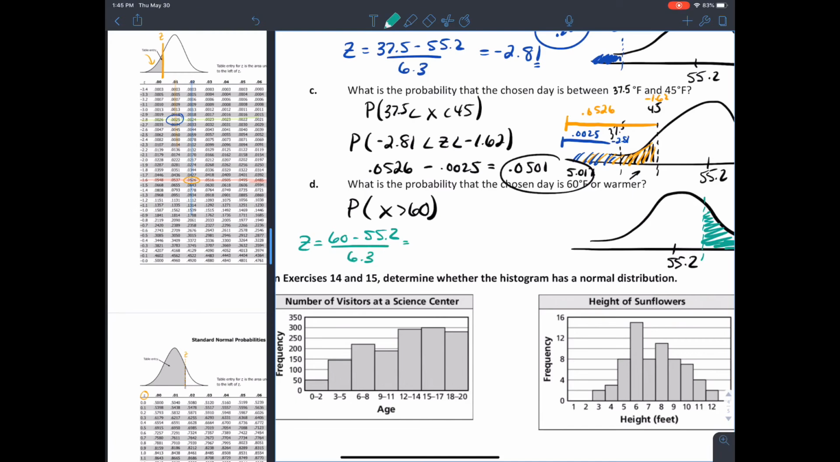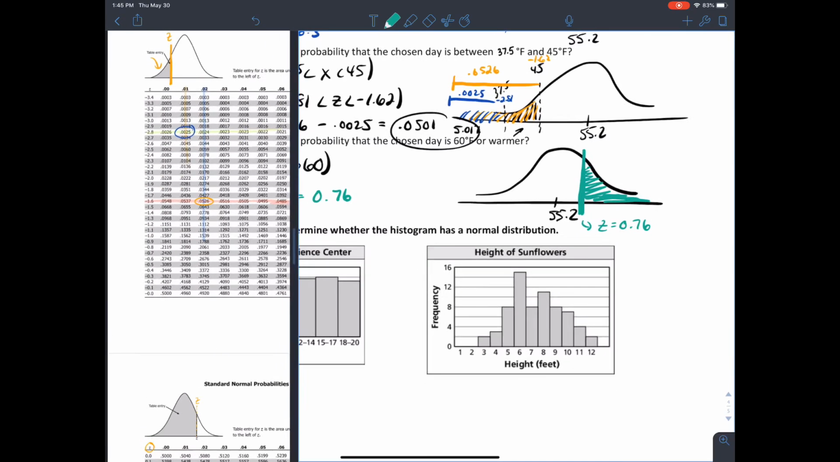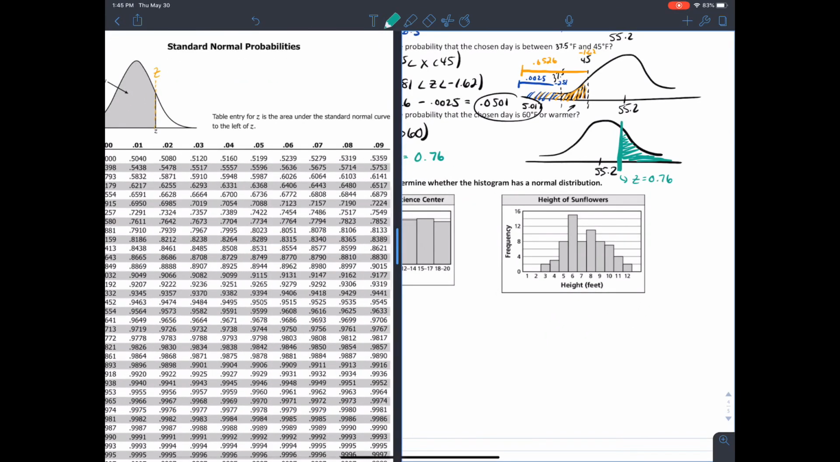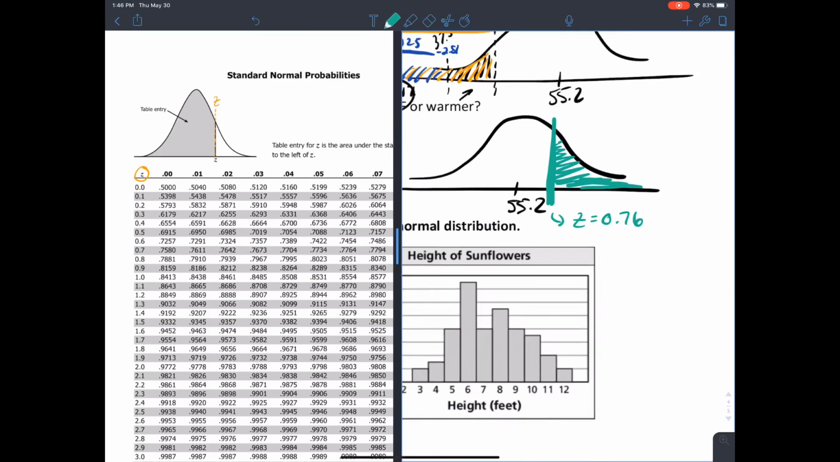So on our calculator, we get the number 0.76. So in other words, instead of calling this border 60 degrees, we could also call this border Z equals 0.76. So once I get Z, I can go over to my table. Now with this last part, we notice that our table only ever shows us the area to the left of a Z-score.